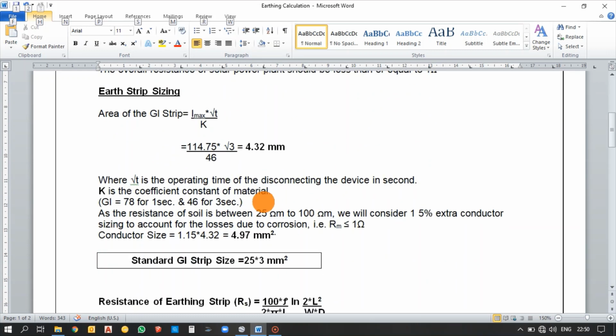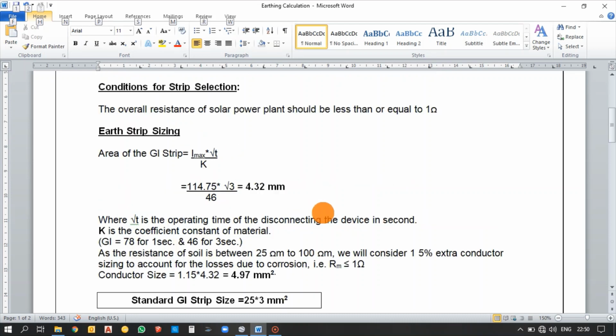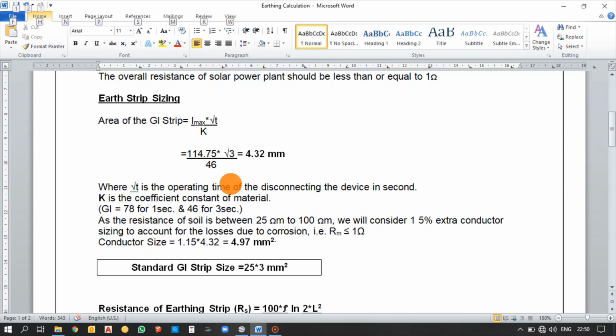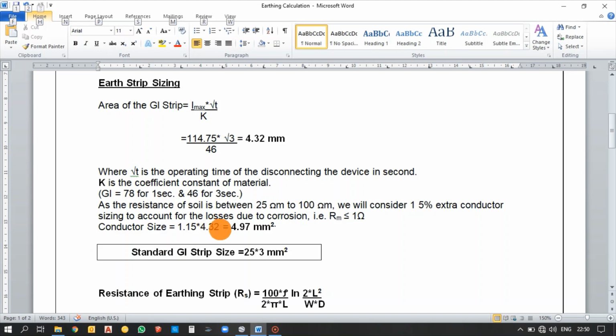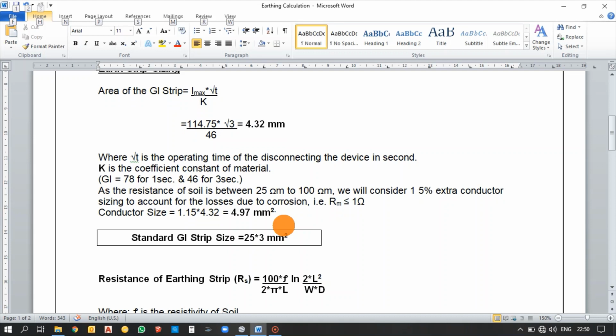An important factor you need to know is that if the resistance of the soil is between 25 to 100 ohms, we consider a 15% extra size conductor due to corrosion losses. We calculated 50 ohms, so it is between 25 and 100 ohms. So we calculate 1.15 into 4.32, which is the area we calculated for the GI strip. The final area of GI strip required is 4.9, around 5 square mm. Standard sizes of 25 into 3 and 25 into 6 are available, so we will select the standard size of 25 into 3 mm square.